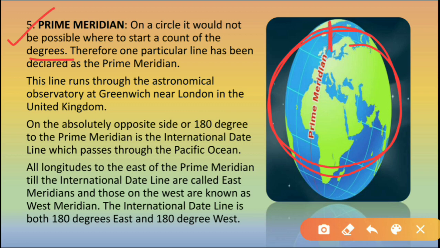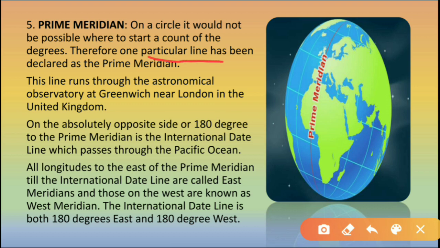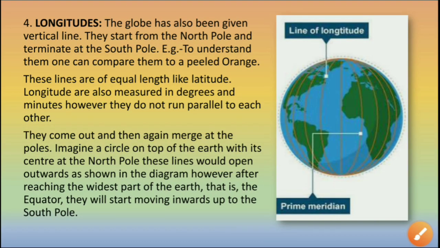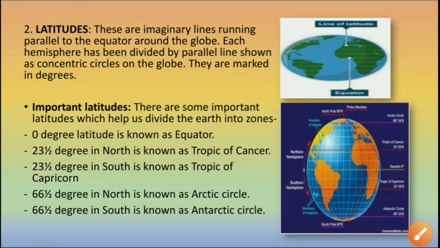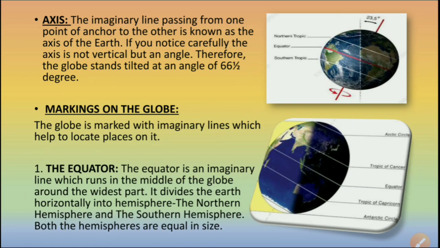From where you should start counting. That is why, to make it easier, they have selected a particular line which is declared as the prime meridian. Students, if you remember, in the latitude part we studied the equator. The equator is an imaginary line which runs in the middle of the globe.